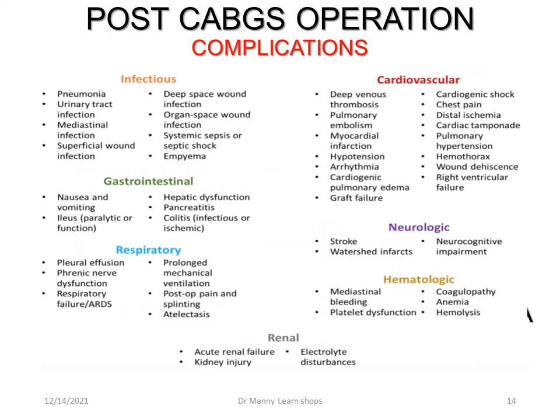Complications can be under the headings of infectious, cardiovascular, gastrointestinal, respiratory, neurologic, immunologic, and renal. We've mentioned the most important ones, but there are numerous complications that occur following coronary artery bypass graft surgery.